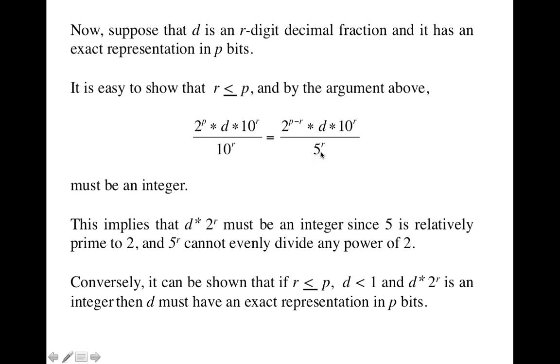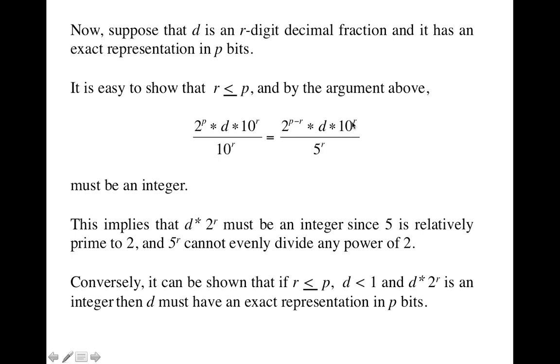And of course, 5 is relatively prime to 2, so that means it cannot divide 2 to the p minus r. And we know that 5 to the r divides 10 to the r, and it kind of gives us 2 to the r. And when we multiply that by 2 to the p minus r, we get 2 to the r. And this, of course, 2 to the r times d now must be an integer, because there's no other way we can simplify this.